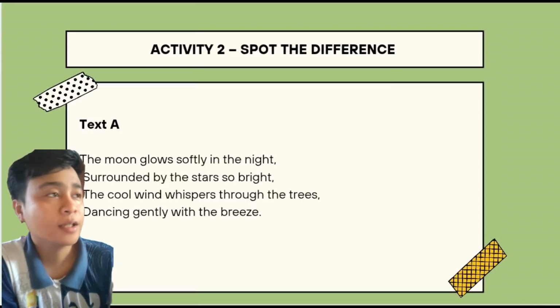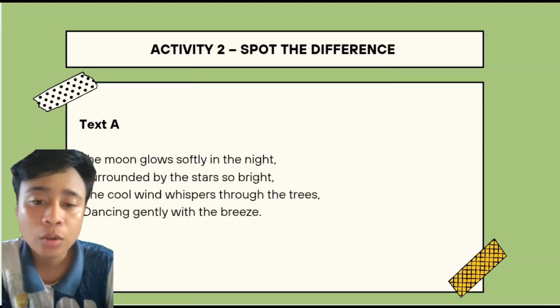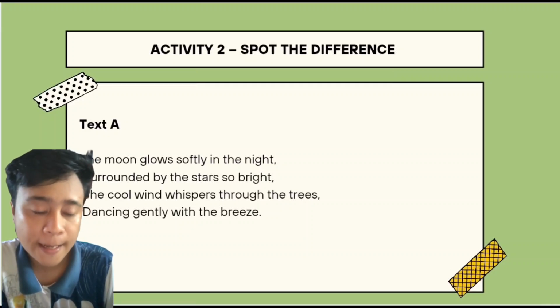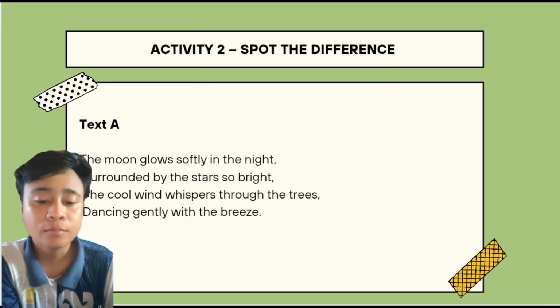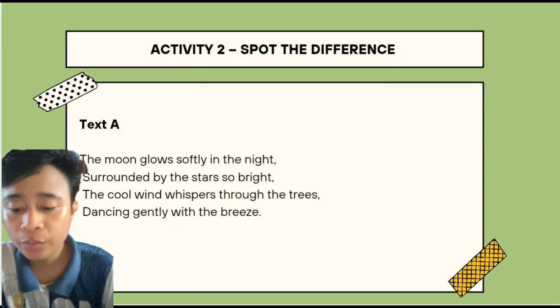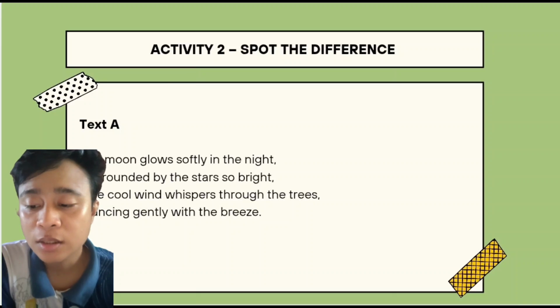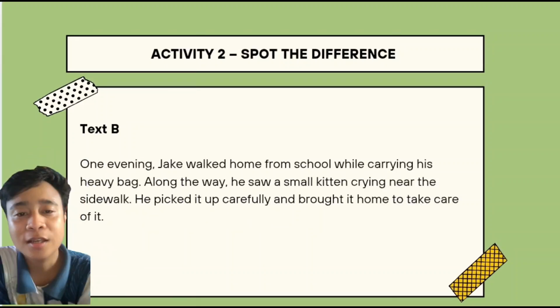So I have here text A. The moon glows in the night, surrounded by stars so bright. The cool wind whispers through the trees, dancing gently with the breeze.